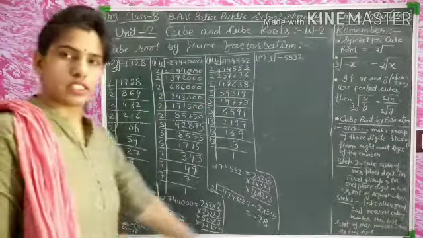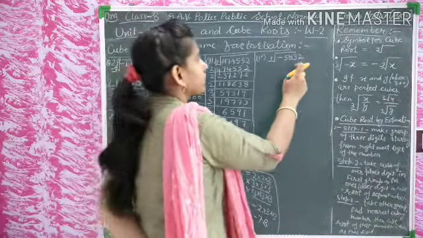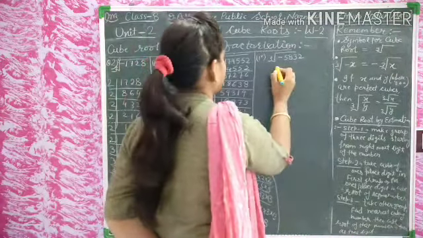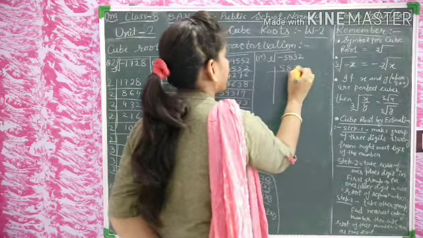Is it clear, students? That is minus 78. Now we are finding the cube root of this number. To solve it, we first take the prime factorization of this number.